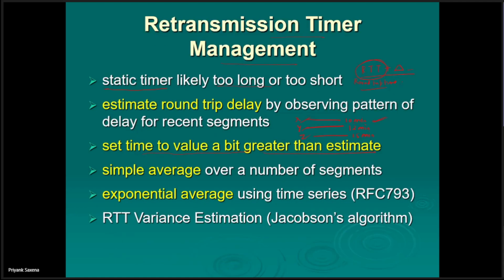As I told you earlier, there can be a static timer that can be either too long or too short. If it is too long, the protocol has no meaning, and if it is too short, it will result in unnecessary retransmissions of segments, right? The second way out is that we estimate, based on experience, how much time it takes from one end of the network to the other end. We estimate the round trip delay by observing the pattern of delay for recently transmitted segments. We observe the delay seen by the previously transmitted segments, and based on that we decide the retransmission value of the next segment.